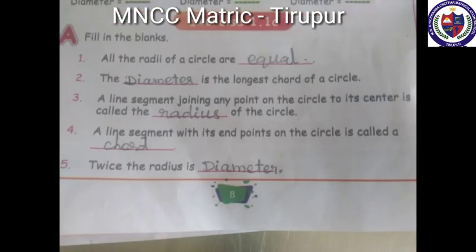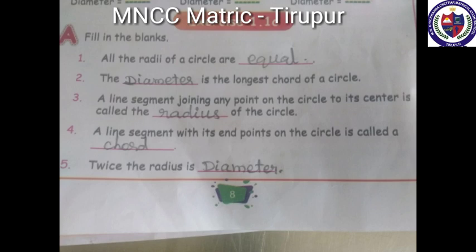Next, exercise 1.1c. A. Fill in the blanks. First one, all the radii of a circle are equal. Second, the diameter is the longest chord of a circle. Third, a line segment joining any point on the circle to its center is called the radius of the circle. Fourth, a line segment with its end points on the circle is called a chord. Fifth one, twice the radius is diameter.